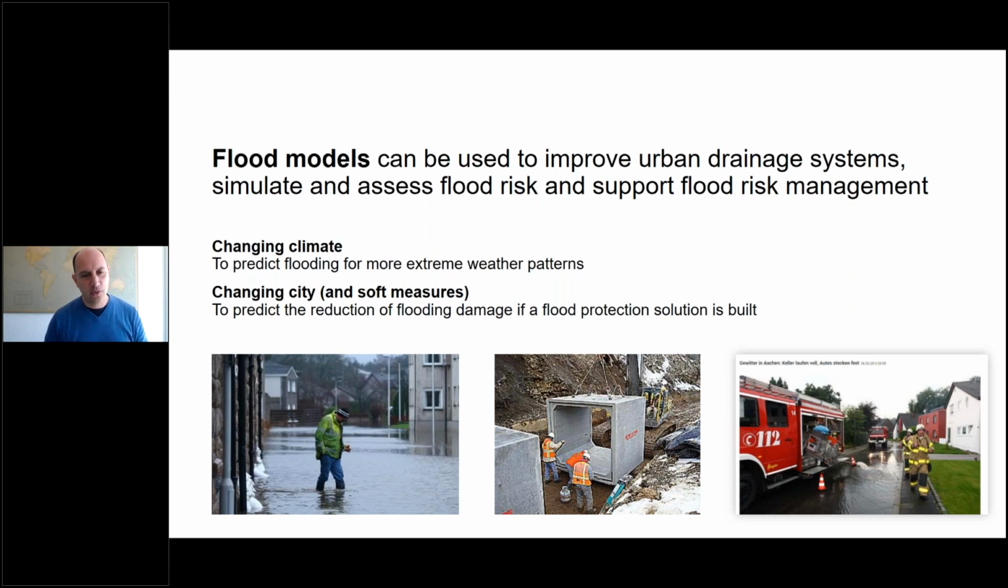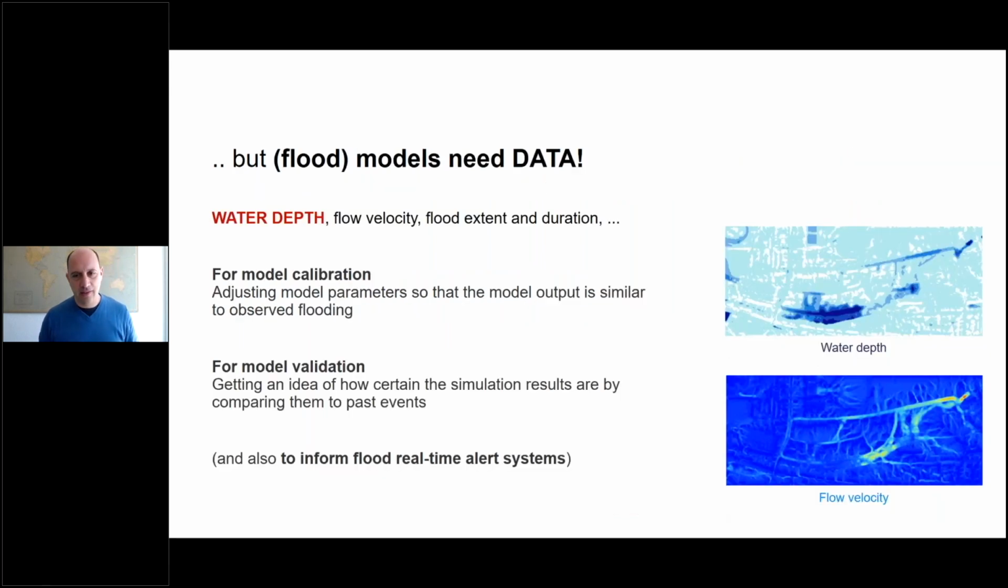do happen. We can then use models to improve our drainage systems, to simulate and assess flood risk, and then support risk management. So there are different ways that we can use urban flood models or urban drainage models, but what is in general applicable to all models is that models do need data. Of course, they need input data, but we also need data for model calibration, so just the model parameters, so that the model output is similar to the observed flooding in this case. And for model validation, to get an idea of how certain simulation results are when compared to past events.